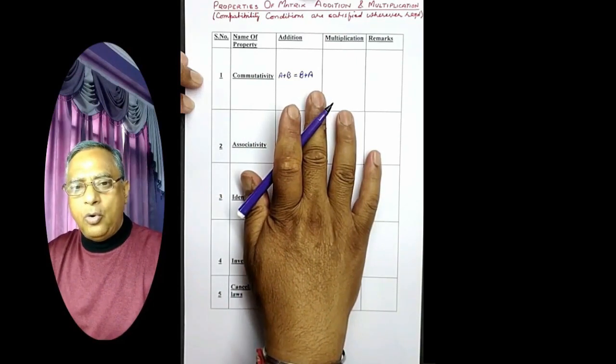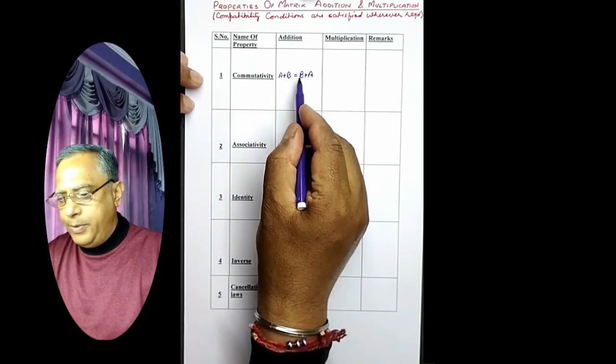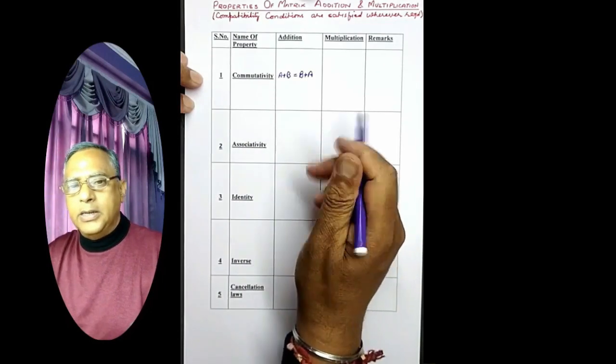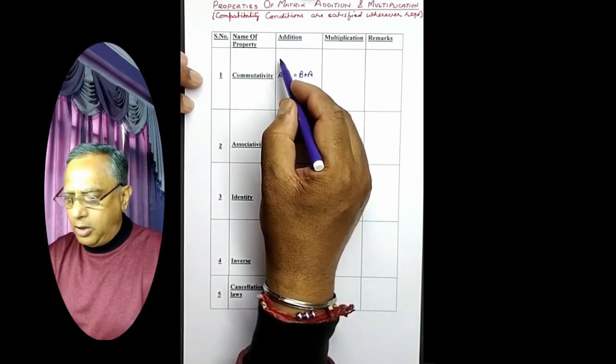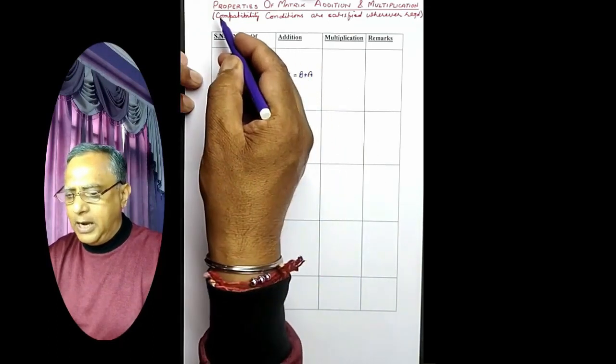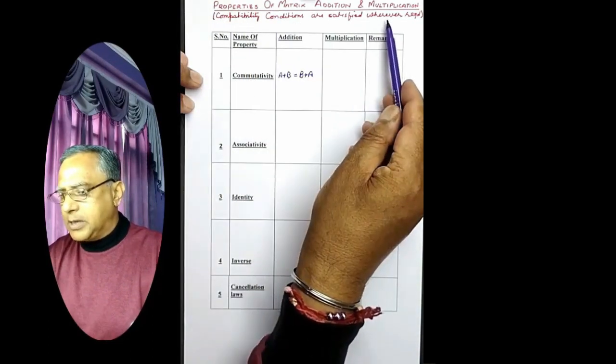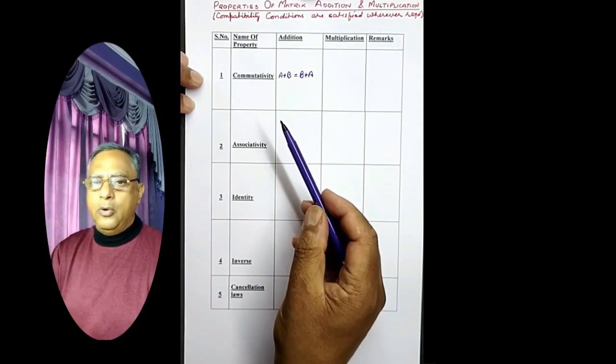Commutativity is true. Whether A is added to B or B is added to A does not matter. Order of the matrices does not matter. I am not writing the compatibility conditions here. I made a general note. Preconditions are satisfied wherever required.